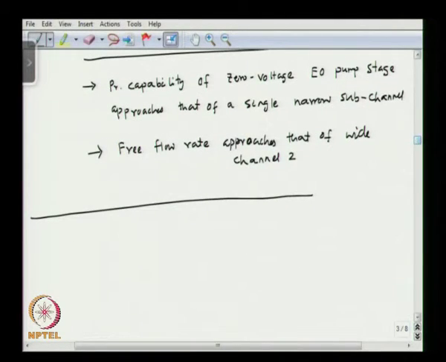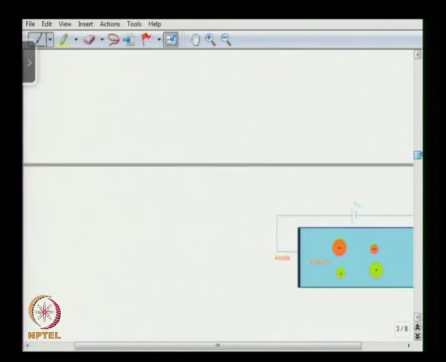So, we talk about electrophoresis. Electrophoresis is the movement of charged particles in a stationary liquid, okay, and these charged particles may be dissolved or undissolved in a stationary liquid by applying electric field, okay.